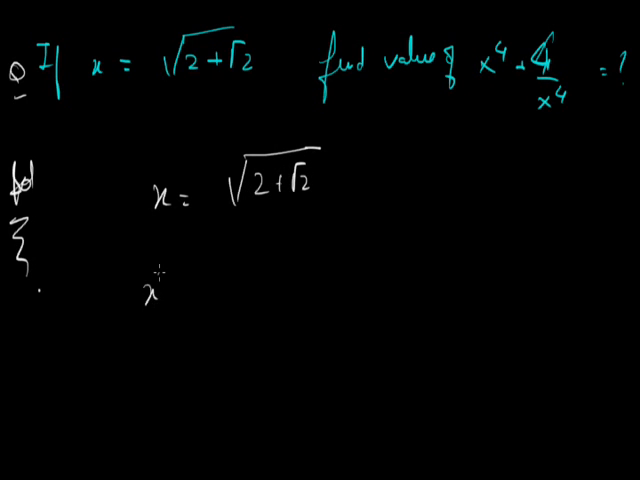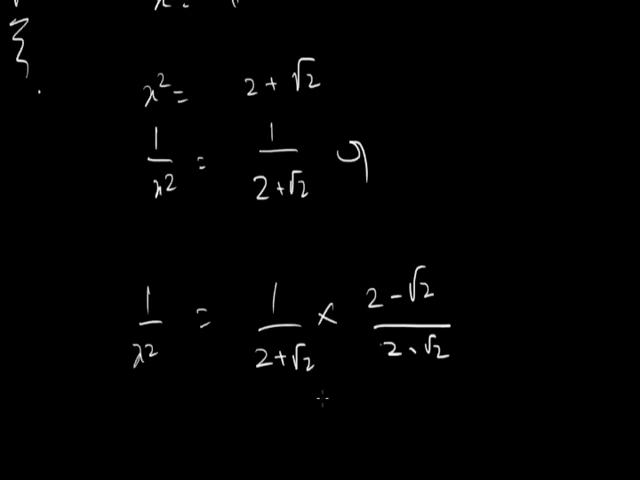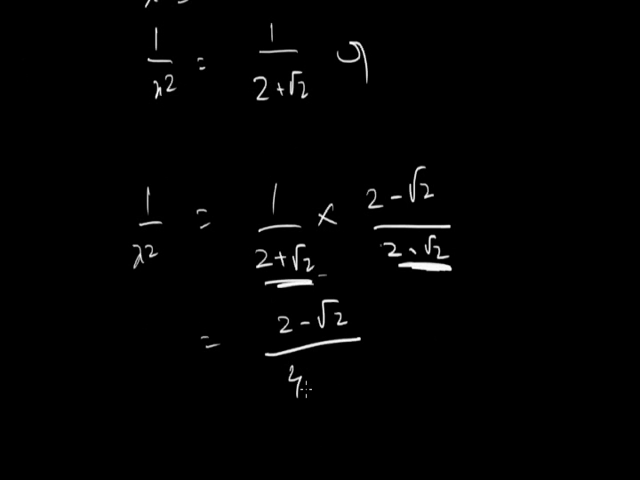Now squaring both sides, x square is 2 plus root 2, right? x square minus 2 is root 2. You know the value of x square here. 1 upon x square is 1 upon 2 plus root 2. Now let's rationalize this denominator. The rationalizing factor is obviously 2 minus root 2. It becomes 2 minus root 2 upon, a plus b into a minus b is a square minus b square, that is 4 minus 2, which is 2 minus root 2 upon 2.